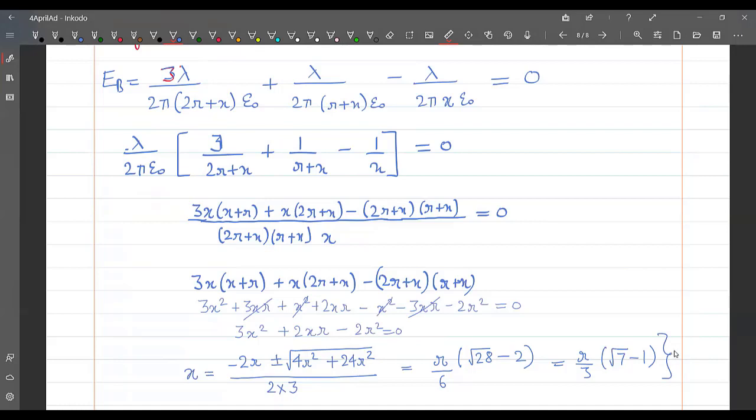So do the calculation yourself. If you are not able to get it, we'll discuss it in the next class. That will be all for today.